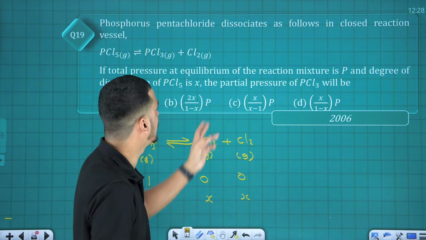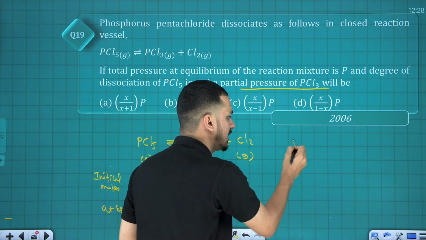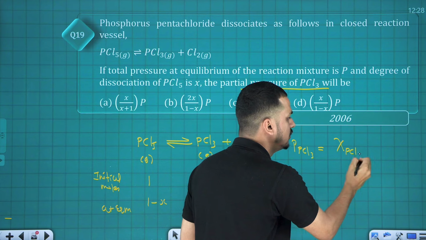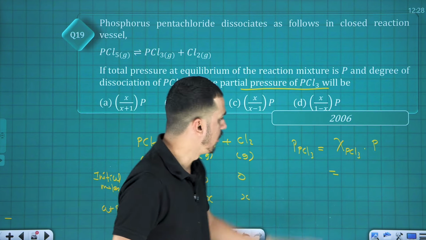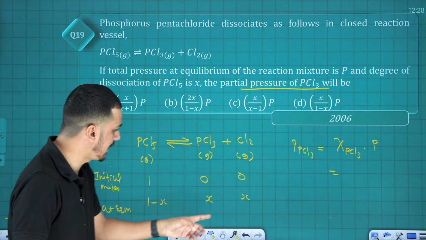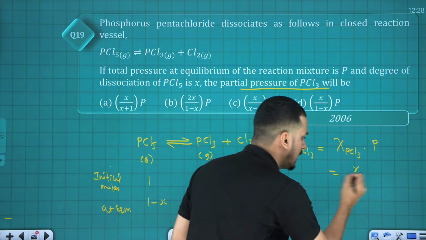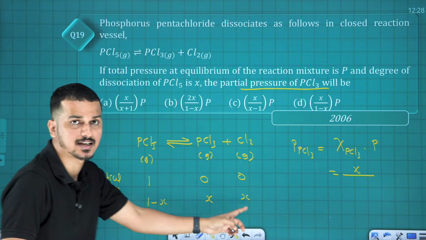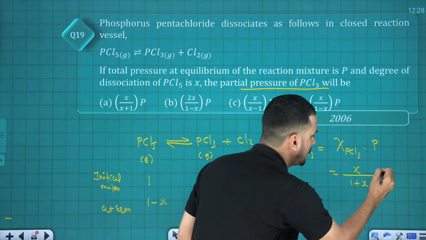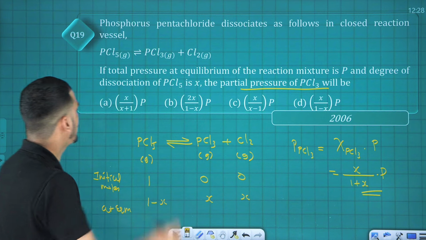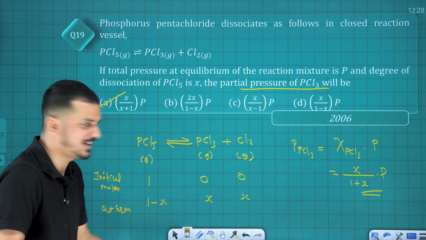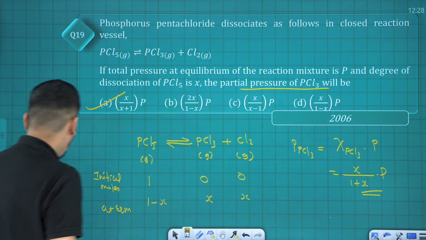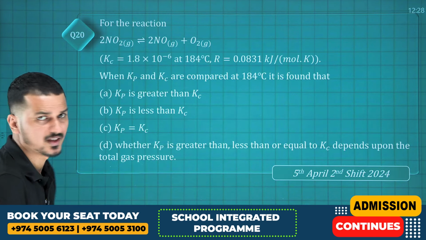Fine. Then they are asking the partial pressure of PCl3. Partial pressure of PCl3 equals mole fraction of PCl3 into P total. Mole fraction of PCl3 means the number of moles of PCl3 at equilibrium, X, divided by the total number of moles of gases at equilibrium, 1 minus X plus X plus X. That is 1 plus X, into P. That's it: X by 1 plus X into P. Option A is the correct answer. Clear? They are directly asking the partial pressure of PCl3. That's it, guys. We can move to the next question. Question number 20.